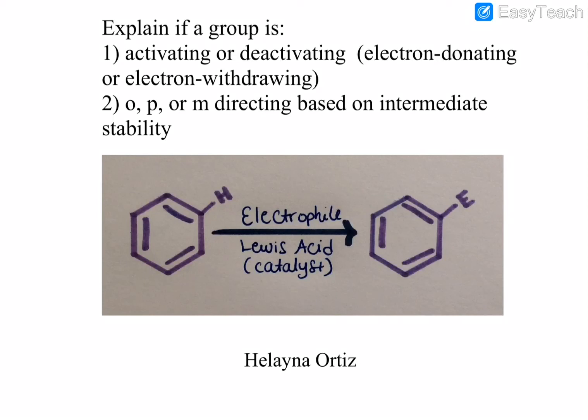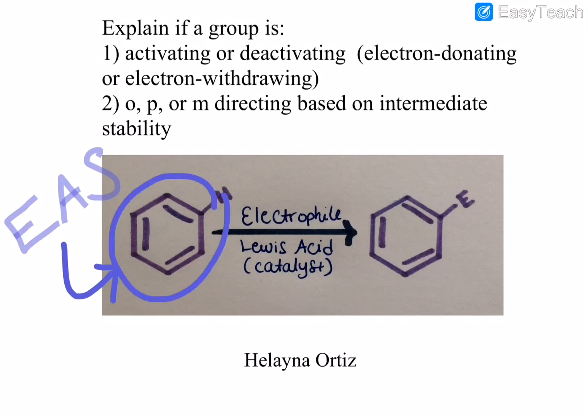So today the learning objective is to explain if a group is activating or deactivating, which means electron donating or electron withdrawing, and also to see if it's ortho, para, or meta-directing based on intermediate stability. We've gone over simple electrophilic aromatic substitutions like this one. So now it's important to investigate the outcome of the reaction if the benzene ring we're accustomed to seeing at the start of the reaction has a substituent.